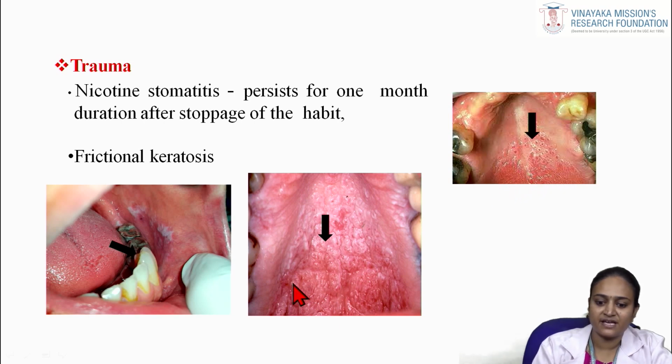This is a very severe case of nicotine stomatitis, and also the other etiology of leukoplakia can be frictional keratosis. This is the frictional keratosis area in the buccal surface.